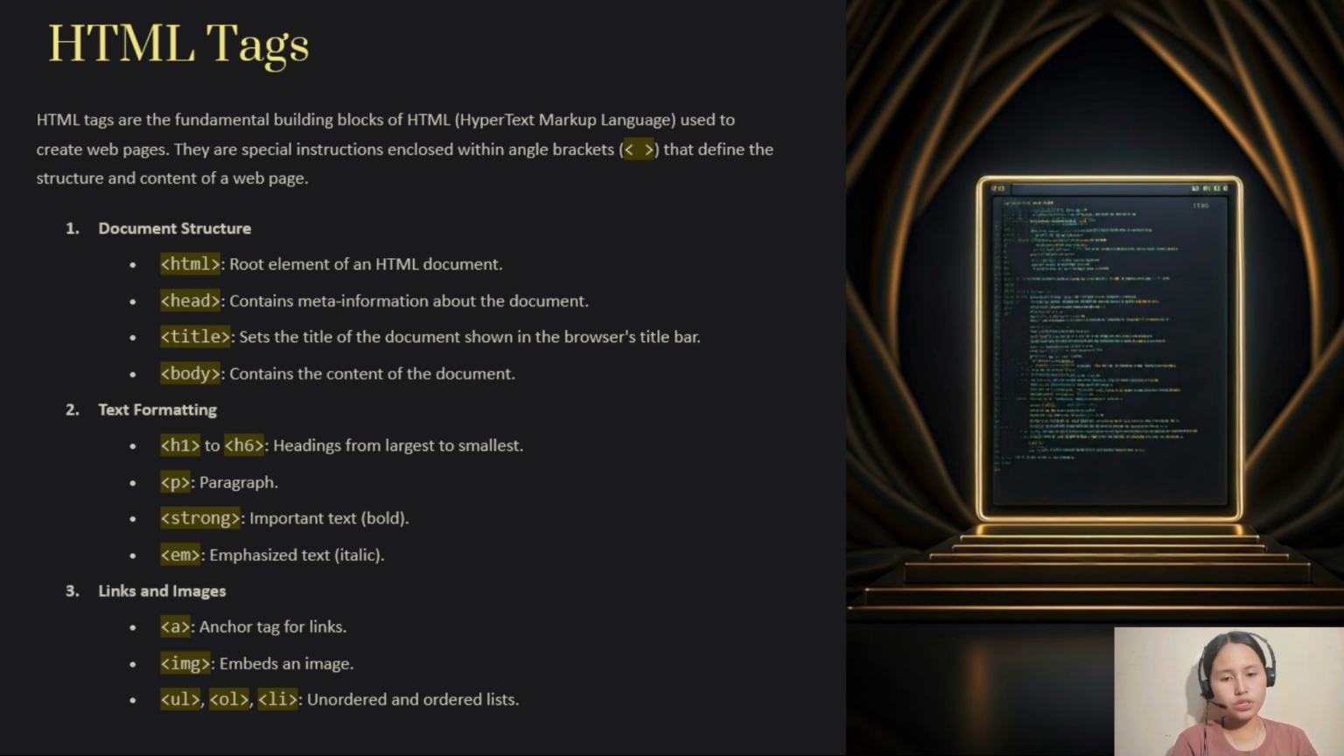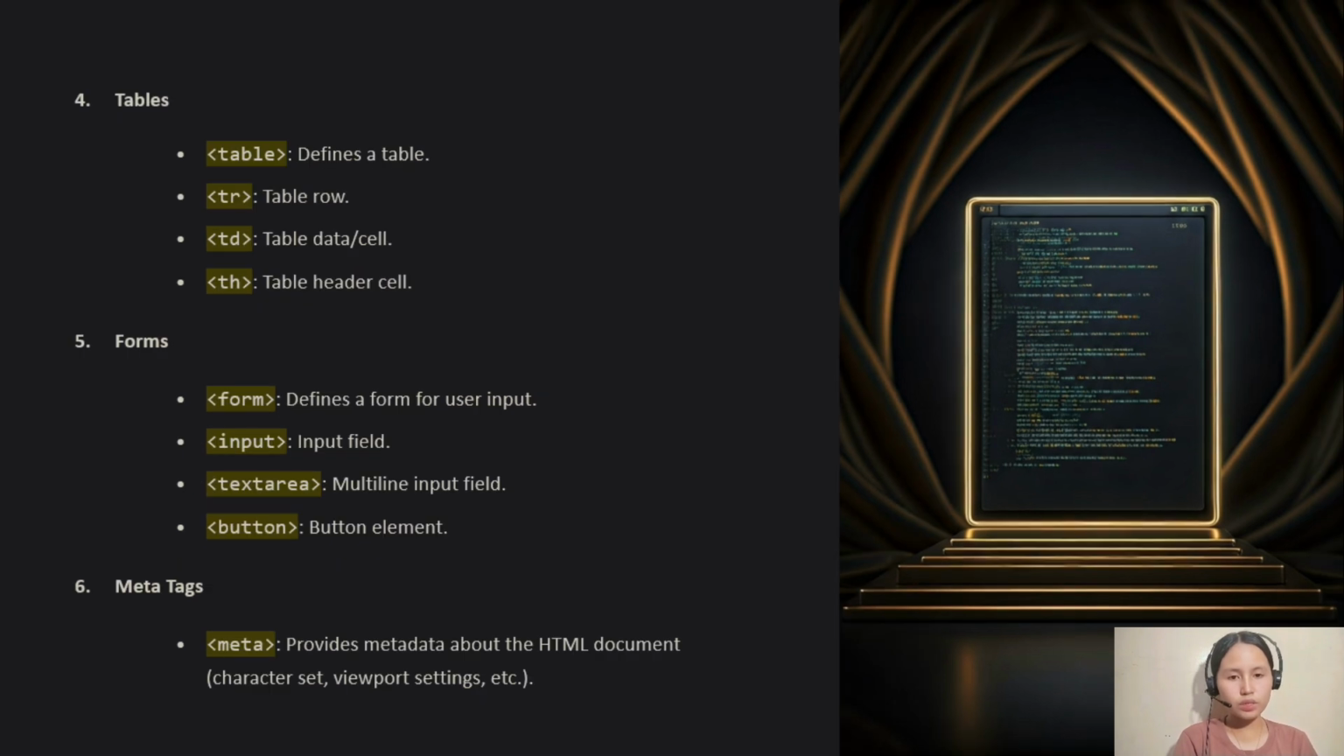Then let's proceed to number 3, which is links and images. The A anchor tag is for links, and IMG embeds an image, and UL, OL, and LI are for unordered and ordered lists. And let's proceed to number 4, which is the table. The first one is table, which defines a table. The second is TR, table row, and TD, table data cell. Then TH is table header cell.